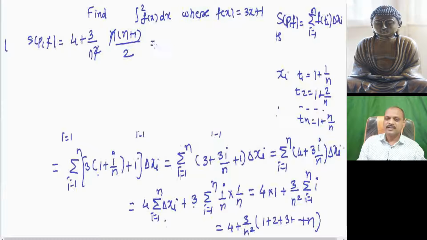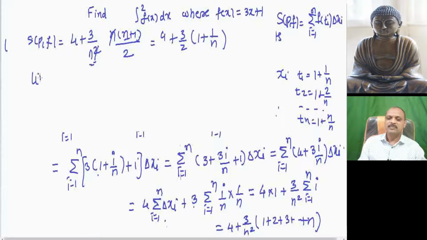n square gets cancelled, giving 4 plus 3 divided by 2 into 1 plus 1 by n. We have n square here, so we divide n plus 1 by n, which gives n divided by n, that is 1, and 1 divided by n.